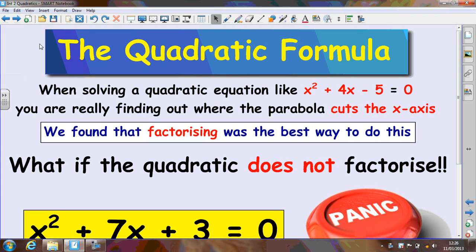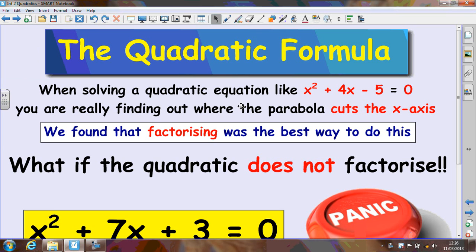Okay, this lesson we're going to look at here is on the quadratic formula. This is a very important question. It comes up every year in the past papers and it's worth 4 marks, and it's a guaranteed 4 marks if you can do it.